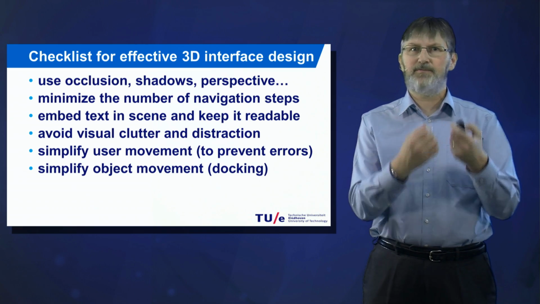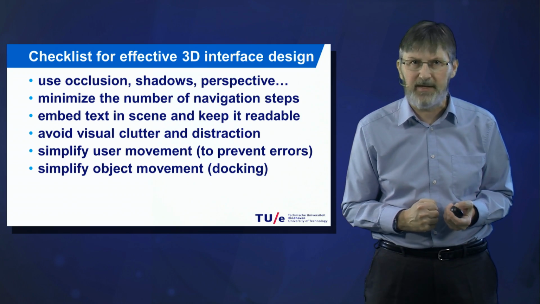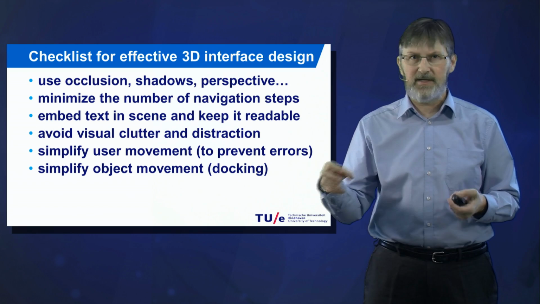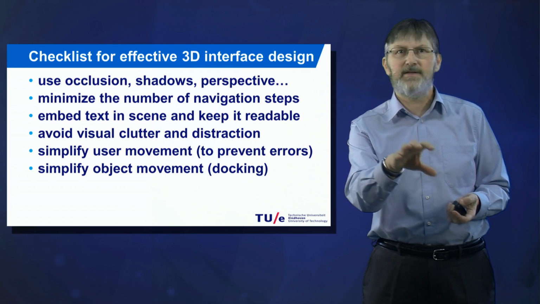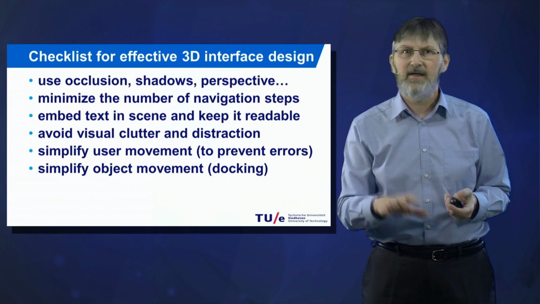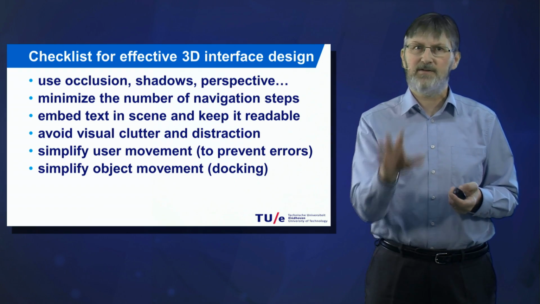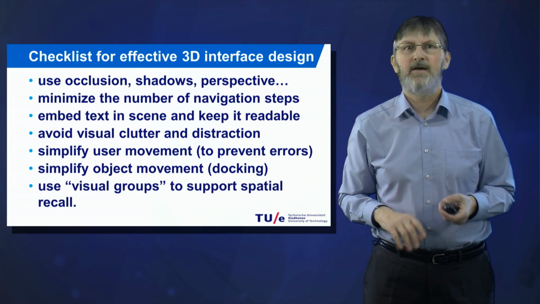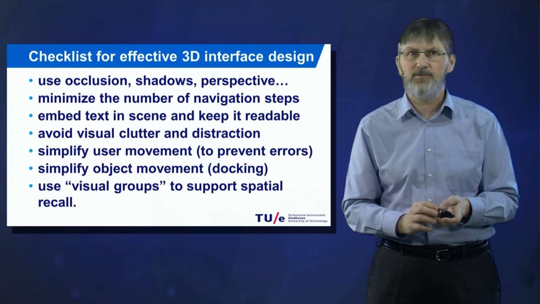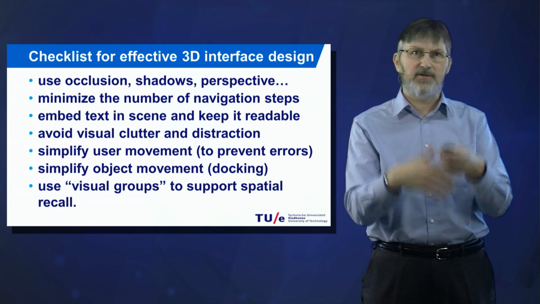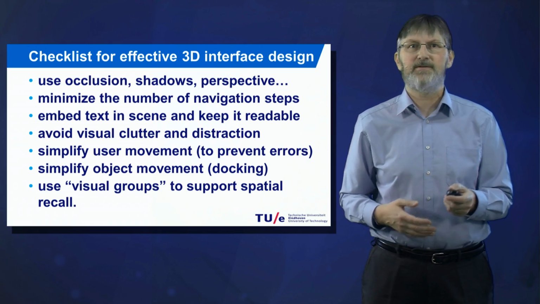Sometimes we also want to simplify the object movement. When children who don't have precise motor control yet are trying to complete a puzzle, when they move the pieces of the puzzle, we have to approximate the position where the pieces should be and consider it good enough. This is called docking. When you're close to the destination, we consider it good enough. Also use visual grouping so that items that belong together are grouped not with, say, rectangular boxes, but with elements that actually play a role in the scene.